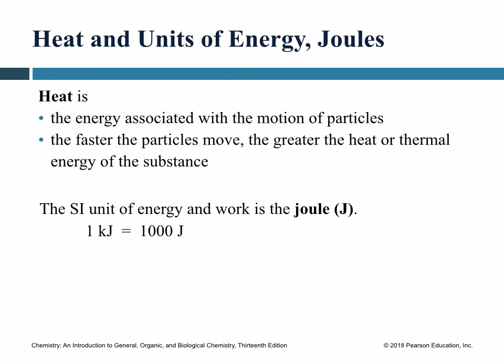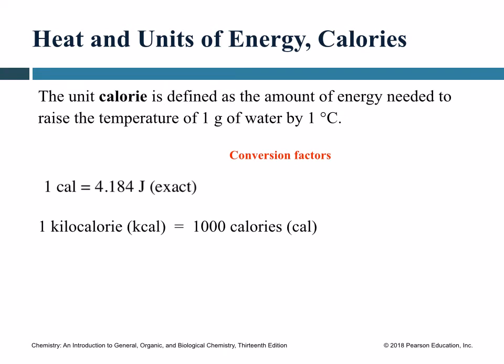The standard unit of all forms of energy is the joule. Recall by consulting the common prefixes that 1 kilo means 1,000. So 1 kilojoule equals 1,000 joules. In the US system, energy is measured in calories. And 1 calorie is defined as the amount of energy transferred to 1 gram of water to raise its temperature by 1 degree Celsius. 1 calorie equals 4.184 joules exactly.